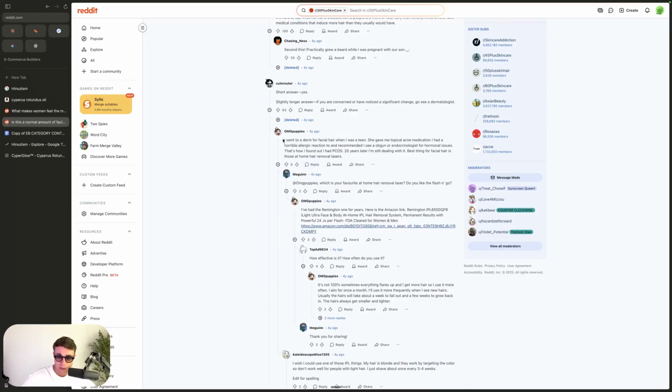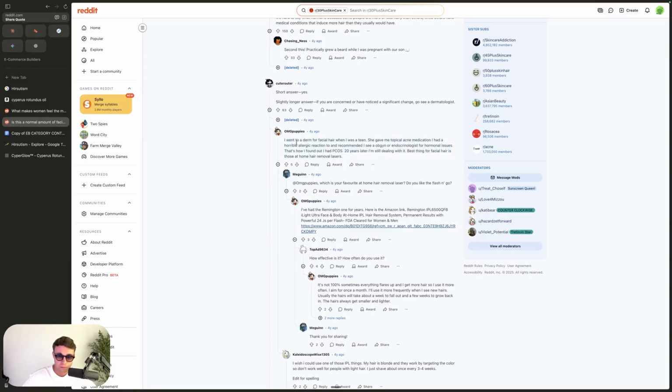And just have a scan through, because you can see, let's see, I went to a derm for facial hair when I was a teen. When I was a teen, she gave me topical acne medication. I had a horrible allergic reaction and recommended I see an Obgyn, for hormonal issues. That's how I found out I had PCOS. 20 years later, I'm still dealing with it. Best thing for facial hair is those at-home hair removal lasers.